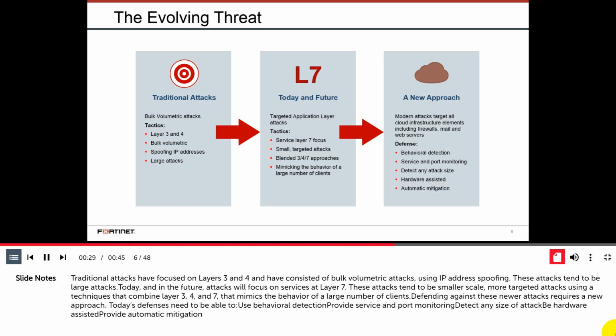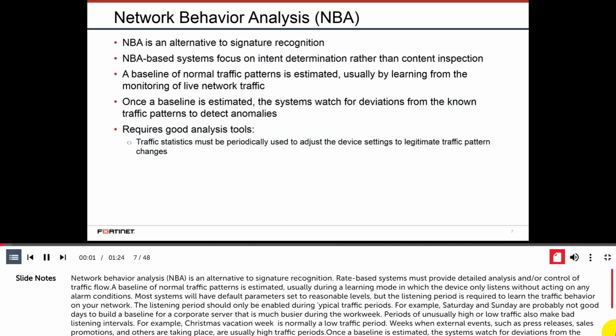Defending against these newer attacks requires a new approach. Today's defenses need to be able to use behavioral detection, provide service and port monitoring, detect any size attack, be hardware assisted, and provide automatic mitigation. Network Behavior Analysis, NBA, is an alternative to signature recognition. Rate-based systems must provide detailed analysis and/or control of traffic flow.